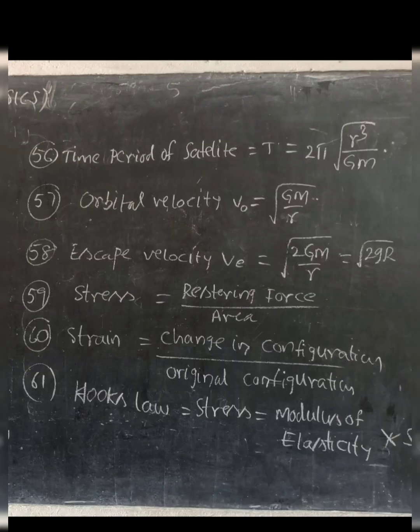Time period of satellites, T is equal to 2 pi into square root of r cube by GM. Orbital velocity v naught is equal to root GM by r. Escape velocity v is equal to root 2 GM by r, that is equal to root 2 g r.